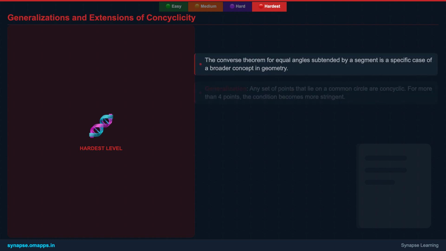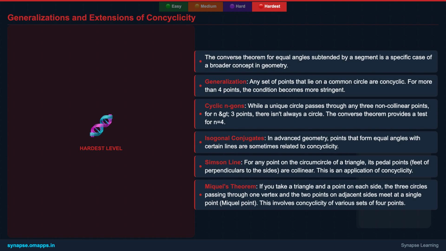The converse theorem about equal angles and concyclic points is a foundational piece in classical Euclidean geometry, but its impact stretches far beyond a simple proof. It's a specific instance of a broader principle, conditions for points to share a common circle. While any 3 non-collinear points define a unique circle, for 4 or more points, it's not always guaranteed.